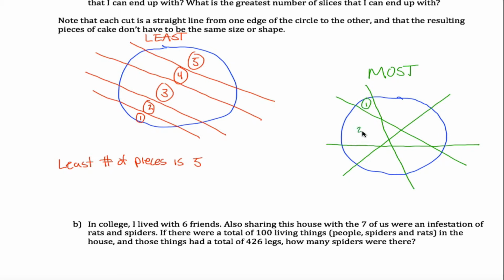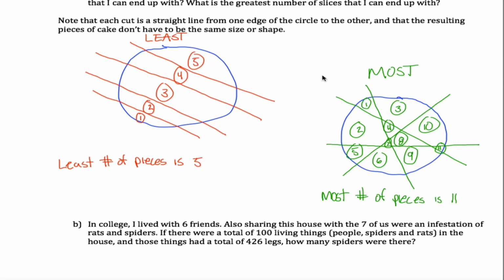1, 2, 3, 4, 5, 6. This tiny little piece in here. 7, 8, 9, 10, and 11. Another tiny one. Your picture will most likely look different than mine, but I think the most that you'll be able to end up with is the most number of pieces is 11.